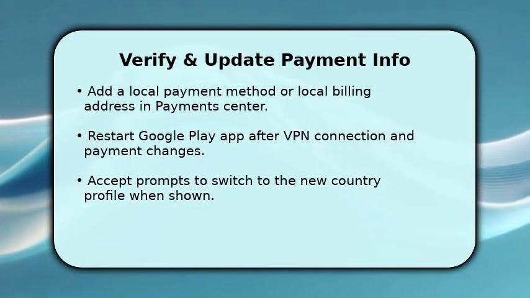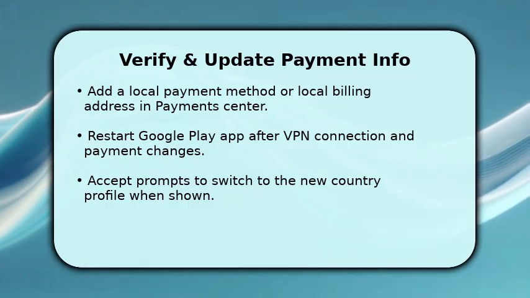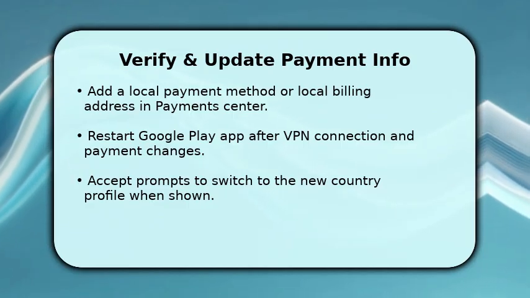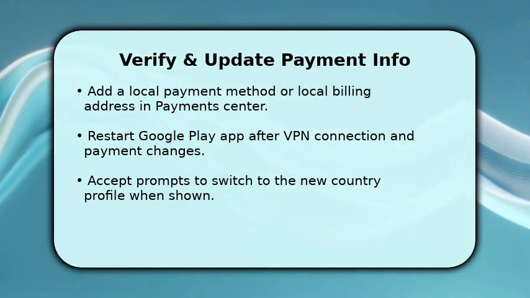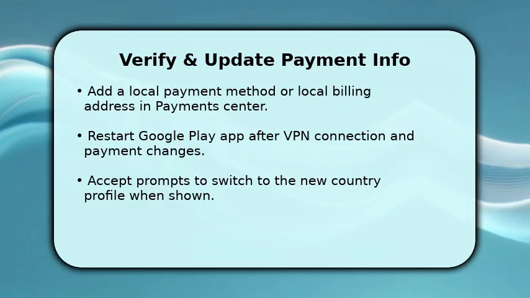Once your VPN shows the correct country, add a local payment option in Google Payments. Card or address must match that country. After saving, force close and reopen Google Play so it refreshes location data. This is crucial. When Play detects the new payments profile, it will prompt you to switch.